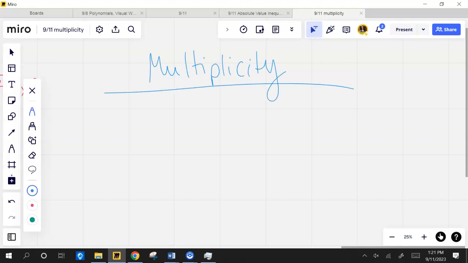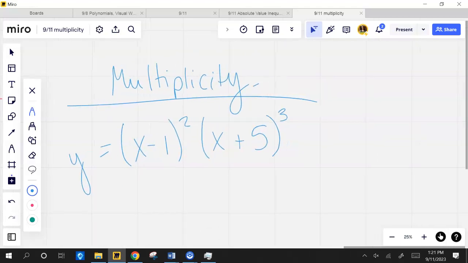Multiplicity. So here's what happens. Multiplicity is the number of times a solution happens. So if I get something completely factored down, the number of times the solution repeats.